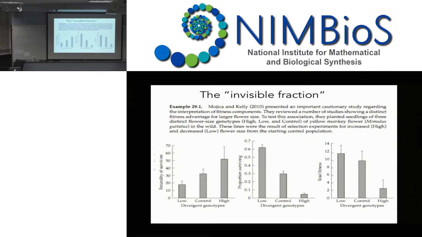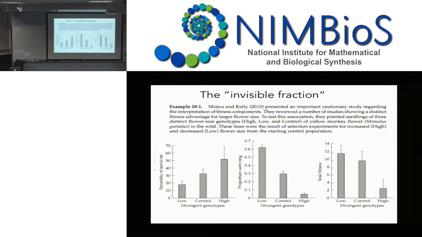And this is a great experiment by John Kelly, and this notion about selection occurring before you measure a trait is called the invisible fraction. So what they did in this case was they had monkey flowers. Monkey flowers in the family Scrophulariaceae, they've got kind of a long trumpet, very elegant. They're more common in the West.